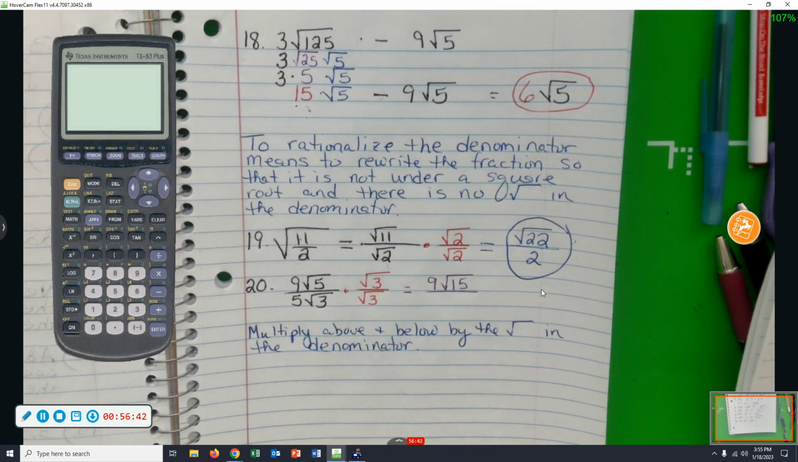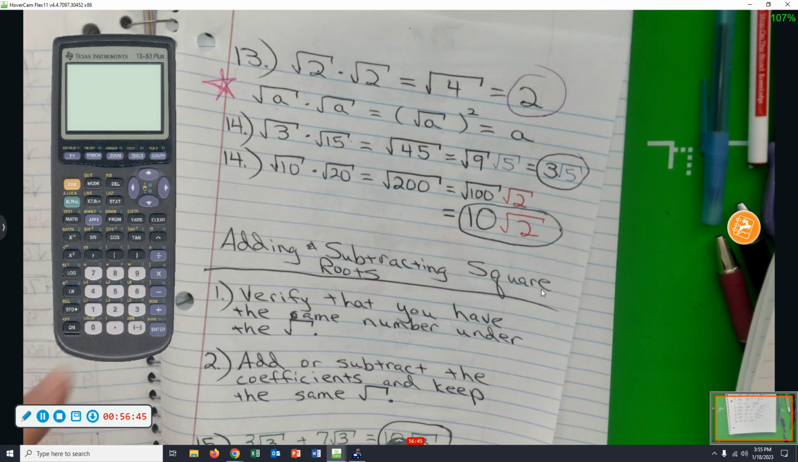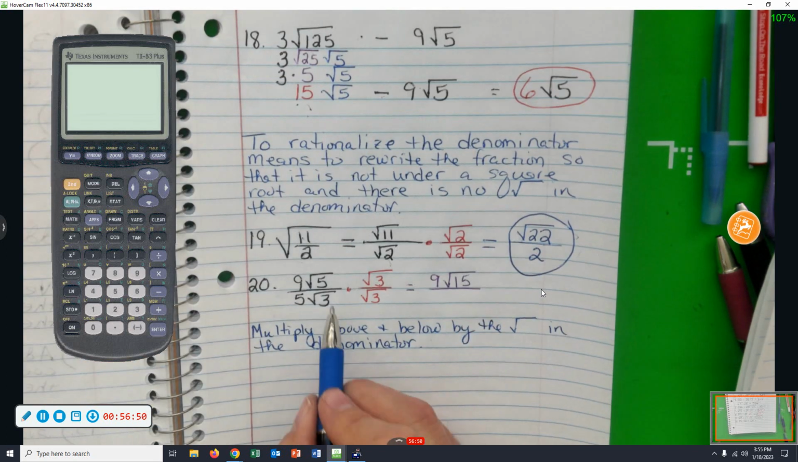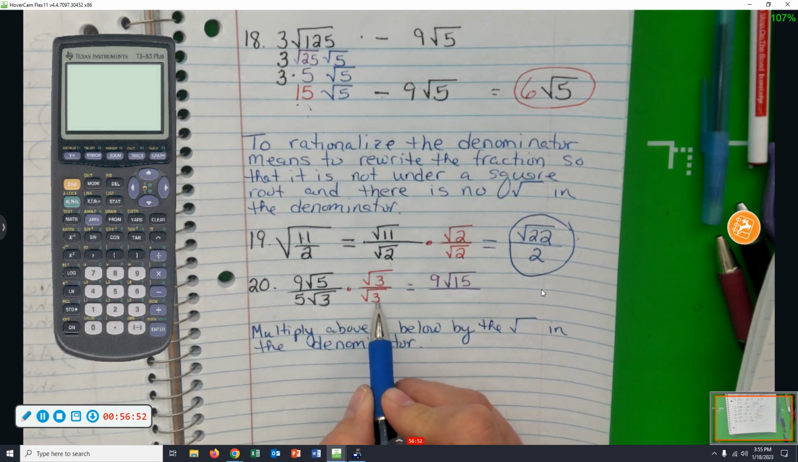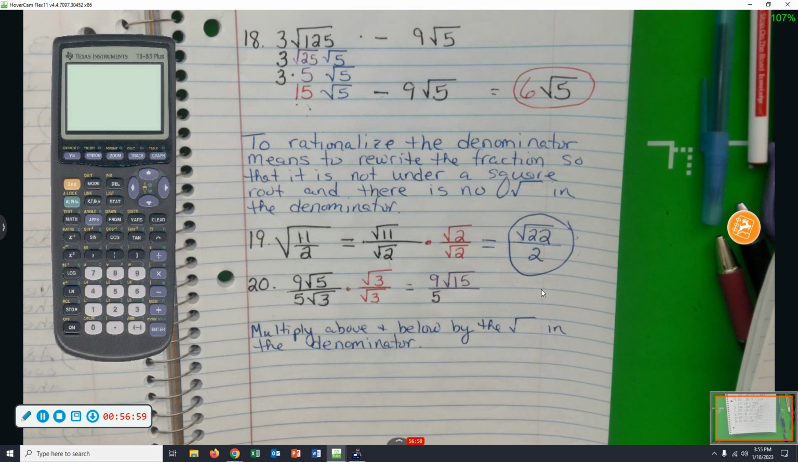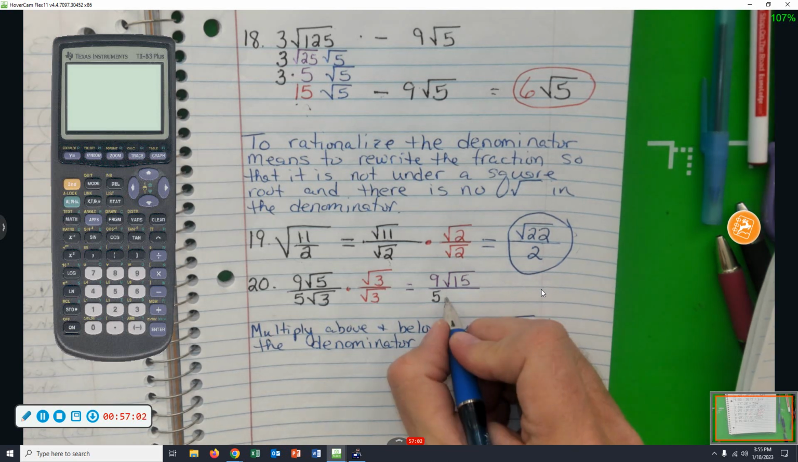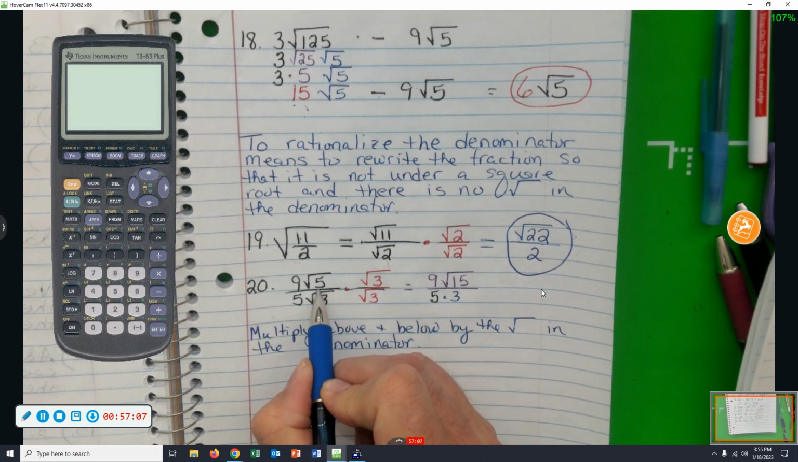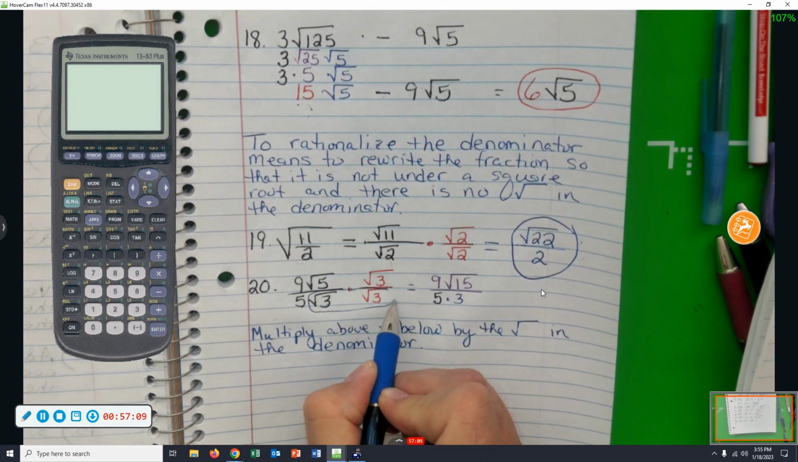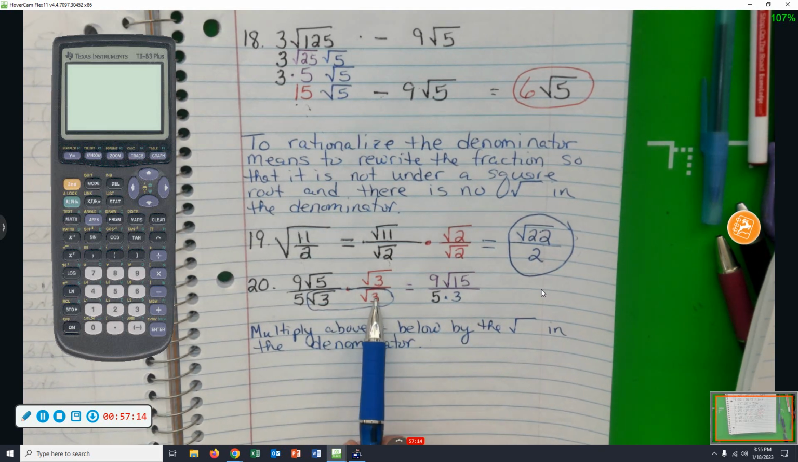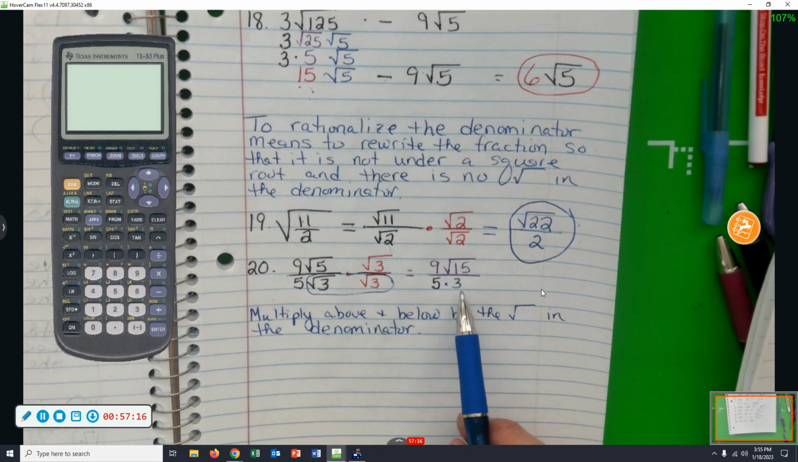Now the bottom here is going to be tricky. Remember that pink star rule. The square root times the square root is just whatever's under it. So the square root of 3 times the square root of 3 is just 3. But we still have that 5. So we have a black 5 times 3. You see where I'm getting that 3? I'm multiplying the square root of 3 times the square root of 3. I circled in blue. That gives me the blue 3.